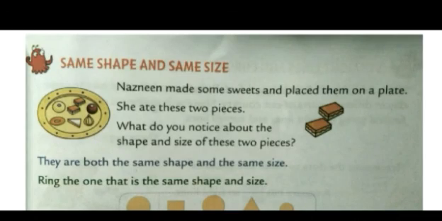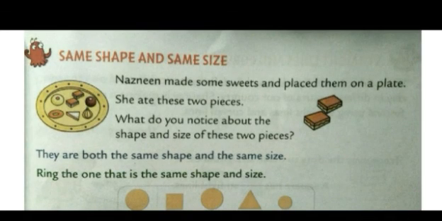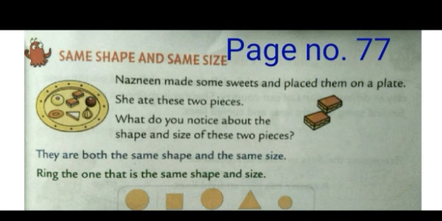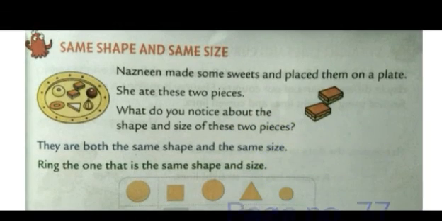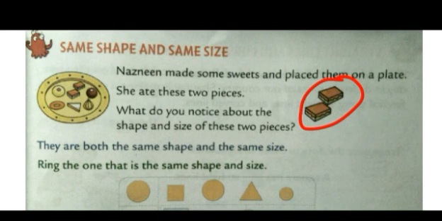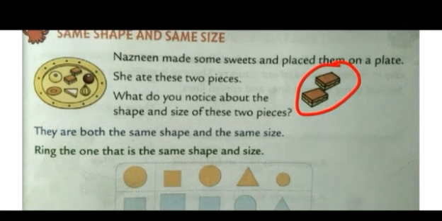Now, scholars, we move on to our next topic on page number 77. Same shape and same size. Nazneen made some sweets and placed them on a plate. She ate these two pieces. See the two pieces which she ate? What do you notice about the shape and size of these two pieces? They both are the same shape and same size. Yes. See, both the pieces are of the same shape and of the same size.